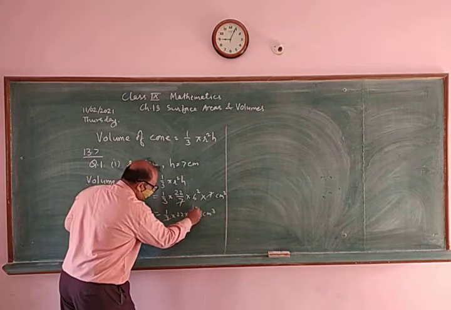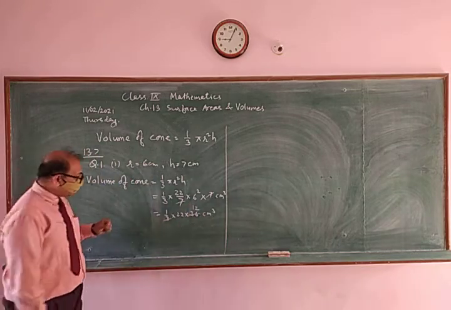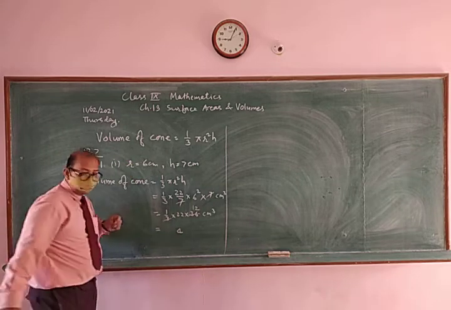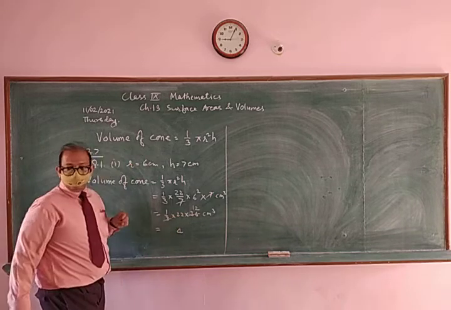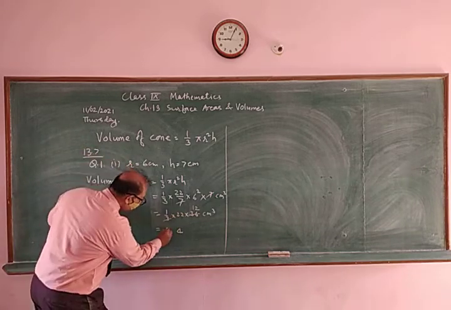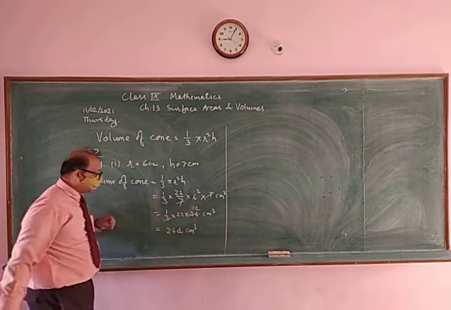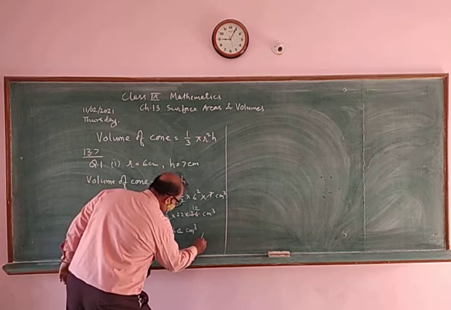3 twelves are 36. Now 12 into 22: 12 twos are 24, carry 2; 12 twos are 24, plus 2 gives 26. So 264 cubic centimeter. This is the volume of the cone. Answer.